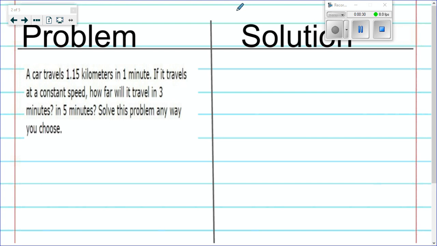Okay, in today's lesson, there are no vocabulary terms, but we'll go ahead and look at our problem. A car travels at 1 and 1500 kilometers in 1 minute. If it travels at a constant speed, how far will it travel in 3 minutes? In 5 minutes? Solve this problem any way you choose. Well, before we begin, as always, we use cubes to help us understand the problem.